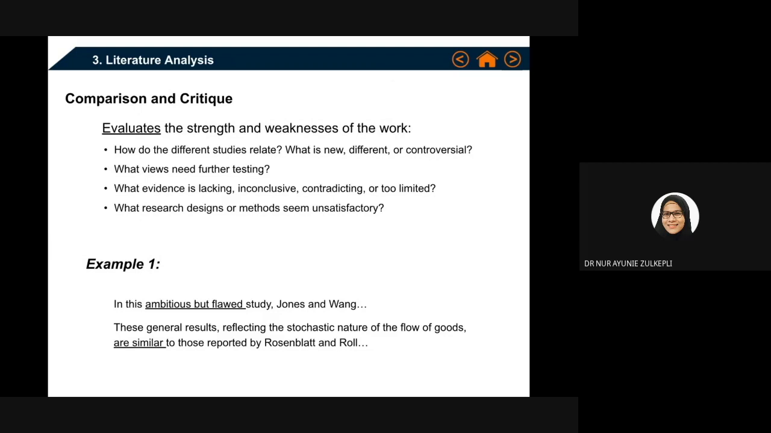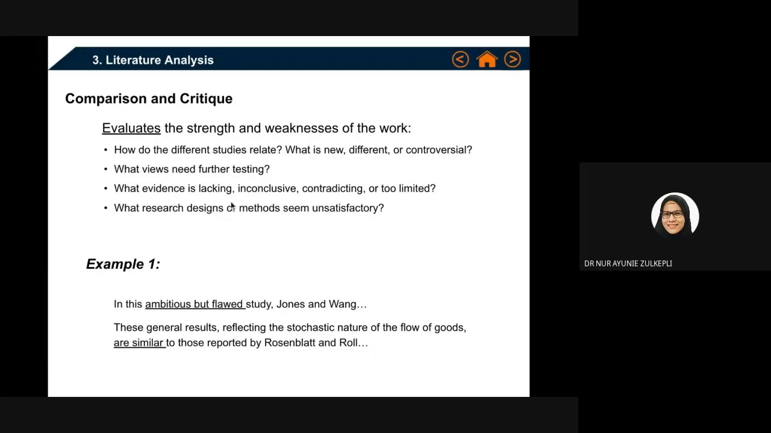Okay, and next, when you have already extracted the data, summarized and synthesized it, you need to do comparison and critiques. I already taught you how to do critical appraisal, basically to evaluate the strength and weakness of the work. This is an important strategy that you need to apply in your writing. Instead of just accumulating points and summarizing them, you can also do a comparison and critique the strength or weakness of the previous work.